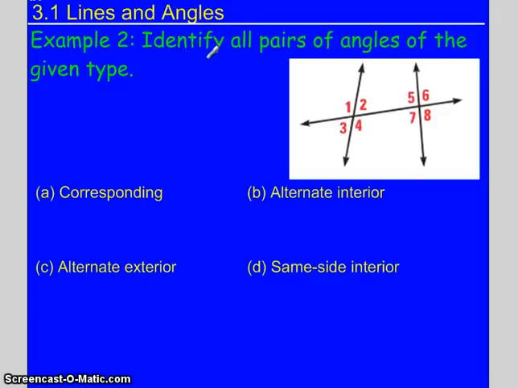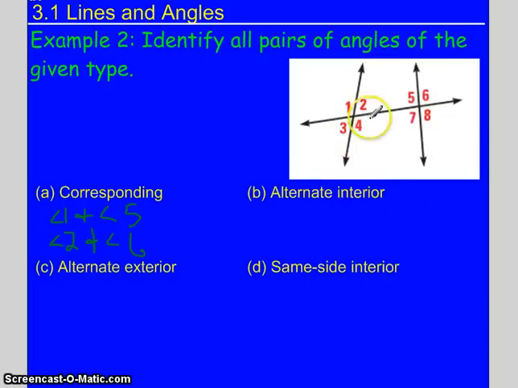So make sure you study those for a minute. And then we got another example here: identify all pairs of angles of the given type. So corresponding angles, looking at the picture over here, I know that I'm going to have 4 sets of corresponding angles. So I just pick out one to begin with. So angle 1 here, its corresponding angle is going to be on the same location of the intersection, which would be angle 5. And then I'm going to say angle 2 and angle 6 would be in its corresponding location. And then also there'd be 3 with 7 and 4 with 8.